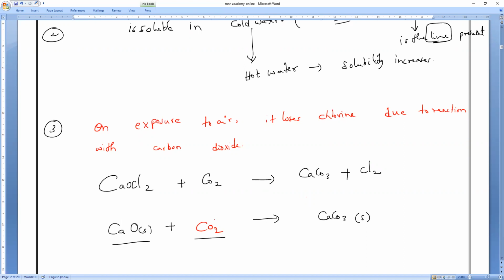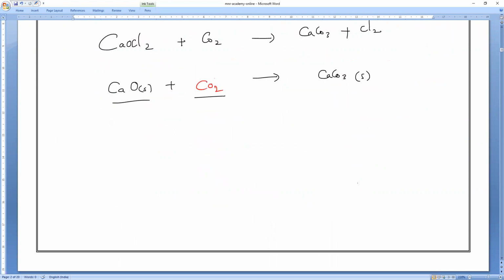Of course, calcium carbonate can form in whitewashing also. That is another formation. What will happen? First, calcium oxide dissolves in water. It will form calcium hydroxide. This calcium hydroxide is reacting with the carbon dioxide. It will form calcium carbonate. Plus, it will produce what? Water. So now this water is in liquid state.